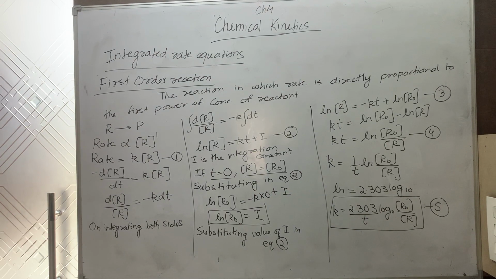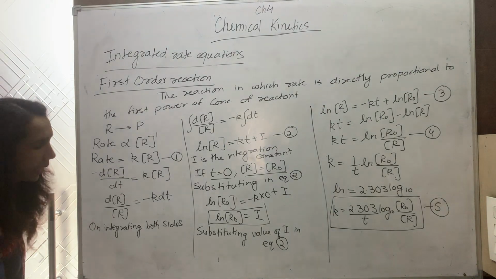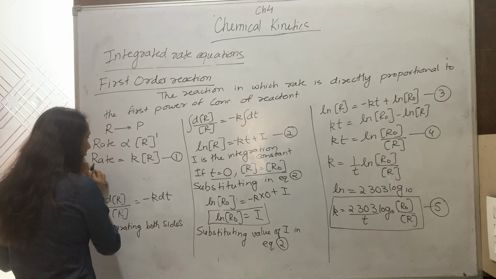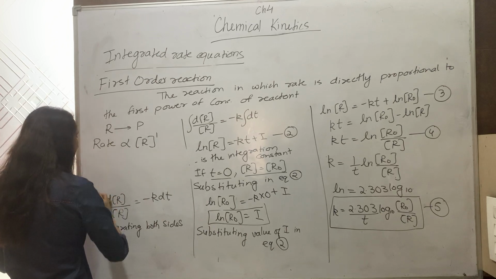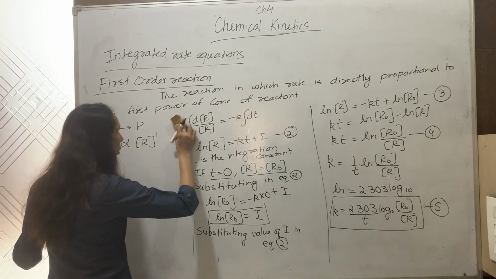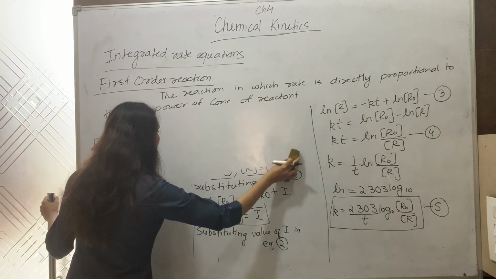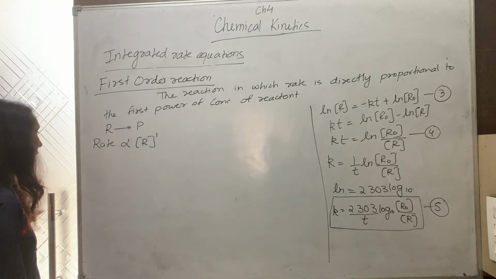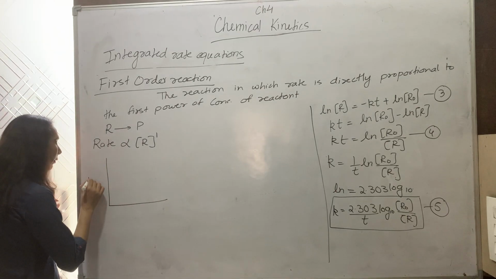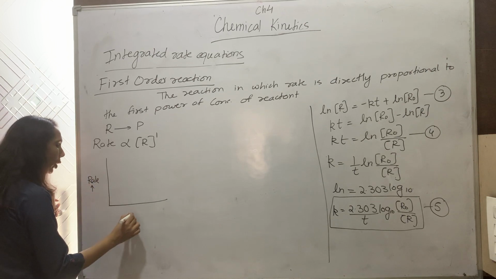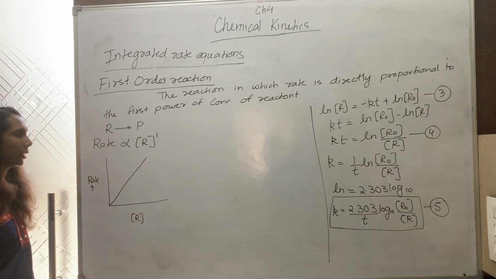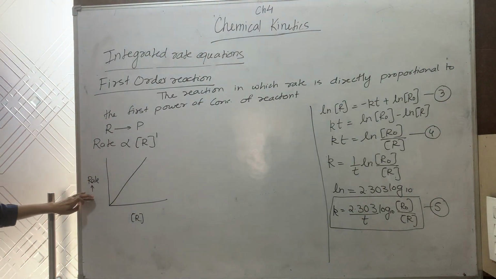Now let us make graphs based on your first order reaction. First of all, I am making a graph from this. Can you see? Rate is directly proportional to the first power of the concentration of reactant. So if I make a graph between rate and concentration of the reactant, it is directly proportional and you will get a graph like this. So this is the graph from this equation.